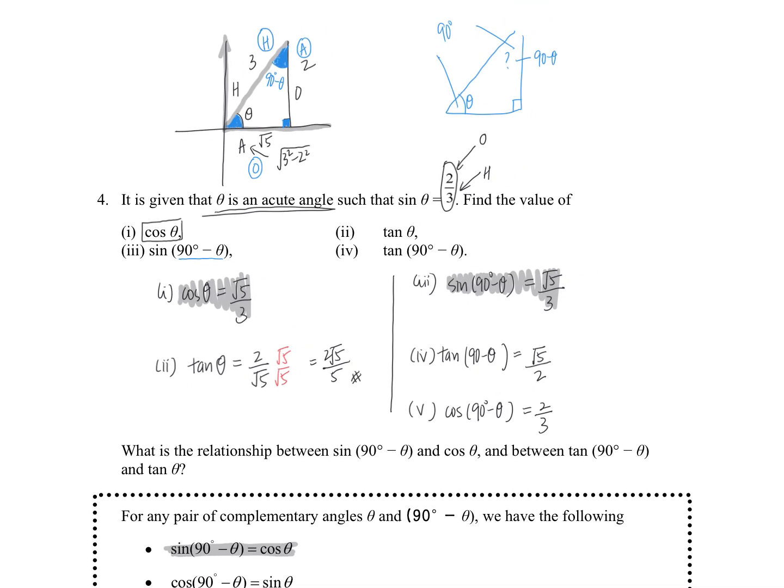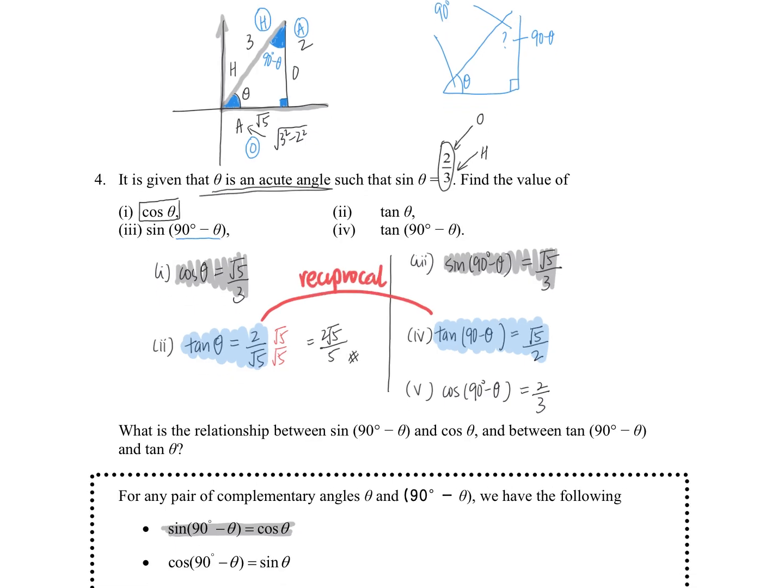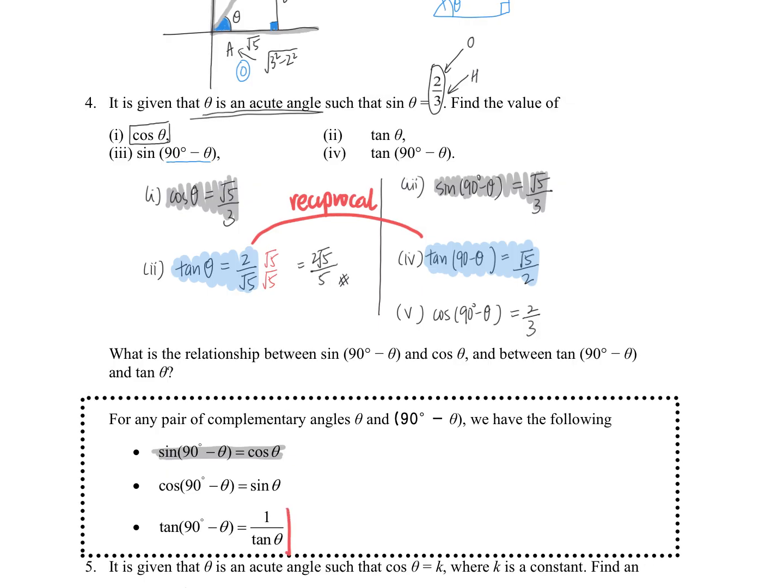Next one is they ask you for the relationship between tan 90 minus theta and tangent theta. If you look carefully, between these two, what is the relationship? Can you see they are reciprocal of each other? It's like you just flip it, right? That's why this is the relationship they write here. The reverse is also true. That means I can write tan theta here and then 1 over tan 90 minus theta. This is also true.